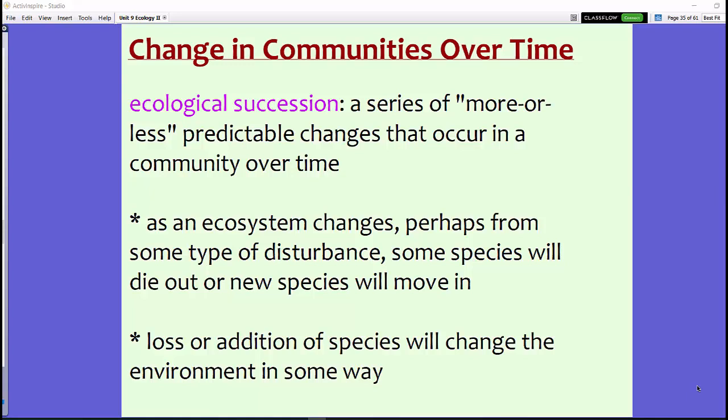Now, these disturbances can be natural, they can be man-made, but there's a disturbance that happens in an environment that either allows species to thrive or perhaps some species will die out. So the loss and addition of species will change the environment in some way. Because if you remember way back when we first started ecology, all organisms affect their environment and all organisms are affected by their environment. So if there's any loss or addition of new species or old species, the environment will change. So this term, ecological succession, let's talk a little bit more about that.